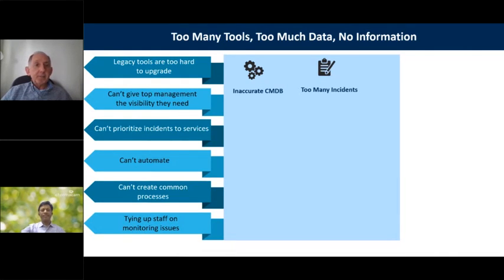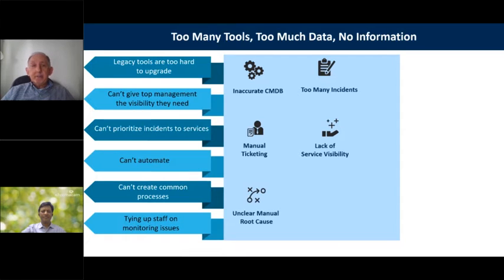Some of the other problems that get thrown into the mix here: I've got an inaccurate CMDB, because I'm providing information from different tool sets into one CMDB, but the data's not synchronized, it's not up to date. I have too many incidents coming from too many places. I may have a manual ticketing process, and so all of my tickets are created and entered manually, and then they get routed to the wrong place, and so I get a slower response to problem solving.